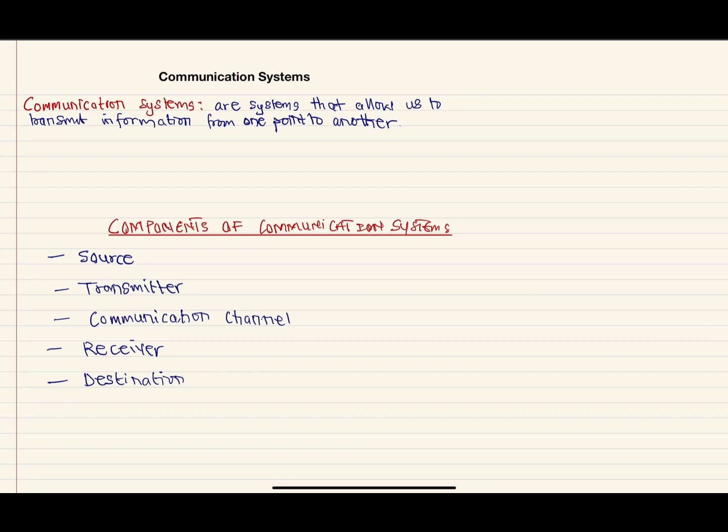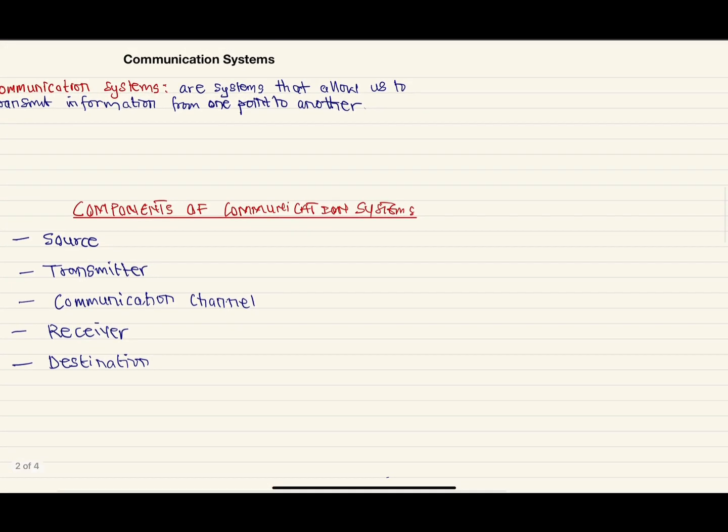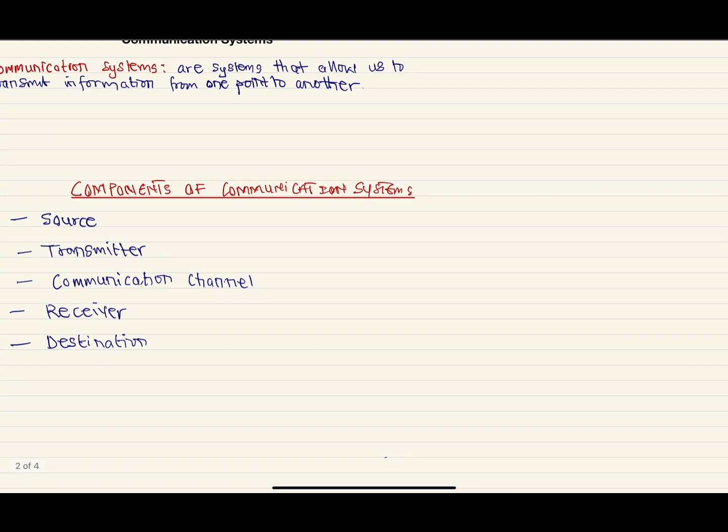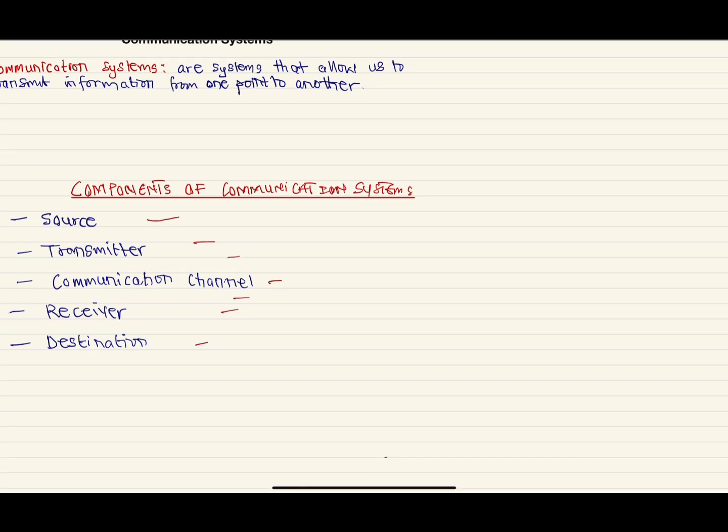A typical communication system will consist of the following components, which I have named components of communication. A communication system has about 5 main components. The ones that I would like to talk about are listed below here. The first one is the source.